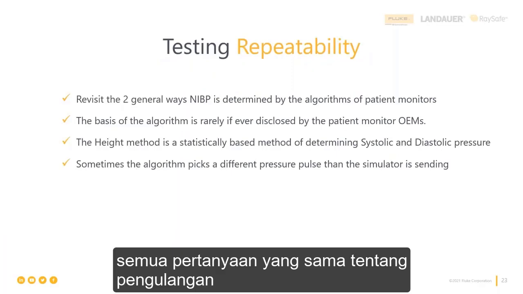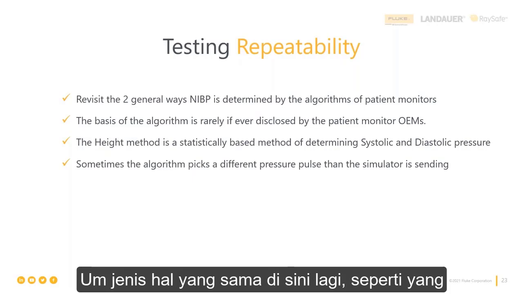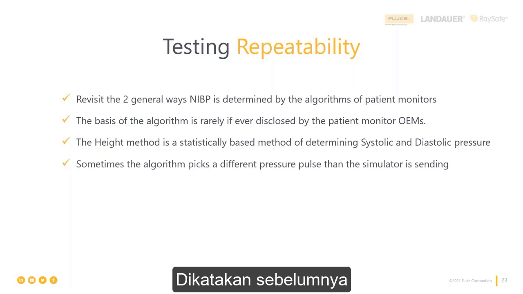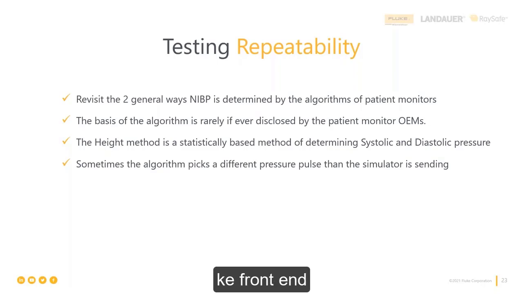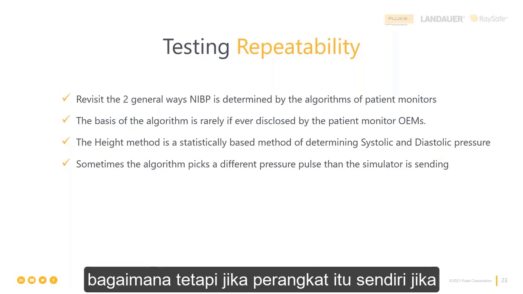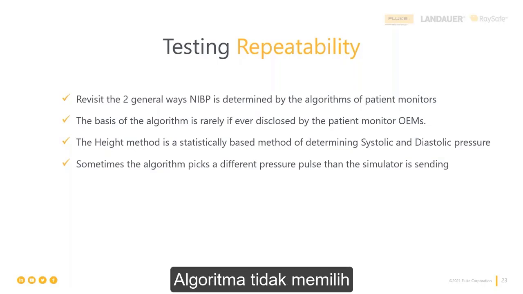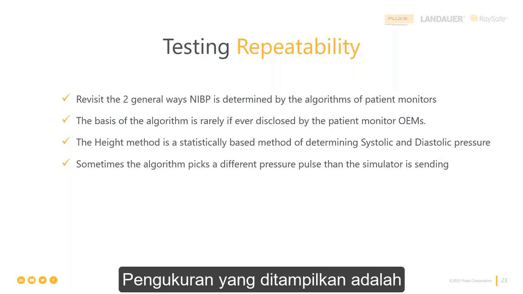All right, same question on repeatability. So kind of the same thing here. Again, as I said before, we're sending a known pressure signal into the front end of this NIBP device. We know what the peak pressure that the device should find is. But if the device itself, if its algorithm is not picking the right peak pressure in the cuff, then the measurement that it displays is going to be incorrect.